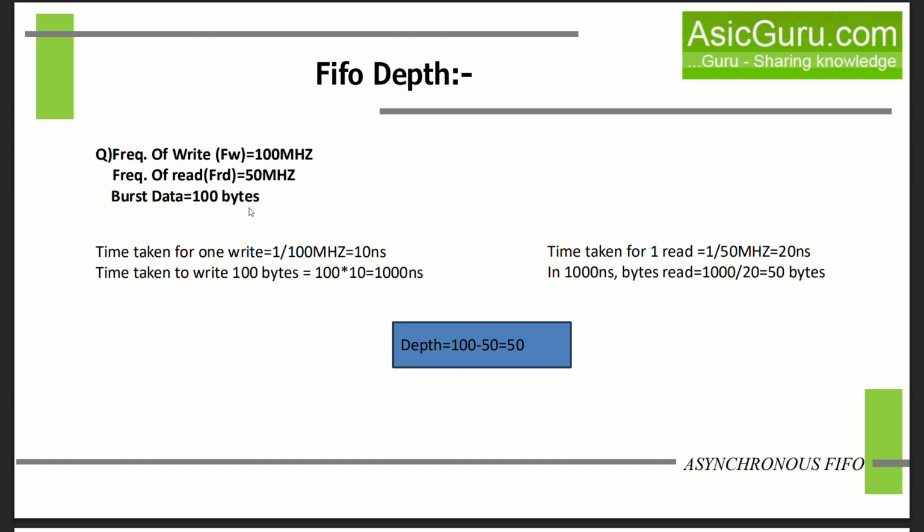Now the time taken for one write will be 1 upon 100 MHz, that is 10 nanoseconds. For 100 bytes of burst data, the time will be 100 times 10, that is 1000 nanoseconds. The time taken to read one data will be 1 upon 50 MHz, that is 20 nanoseconds. In 1000 nanoseconds, the number of bytes read will be 1000 upon 20, that is 50 bytes. 100 bytes of data is coming and only 50 bytes of data is read. So our depth will be 100 minus 50, which is equal to 50.